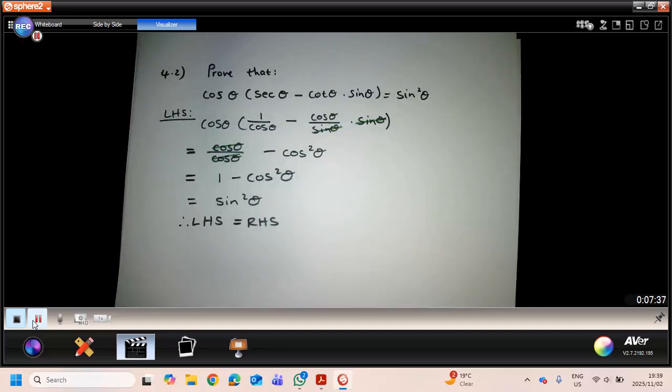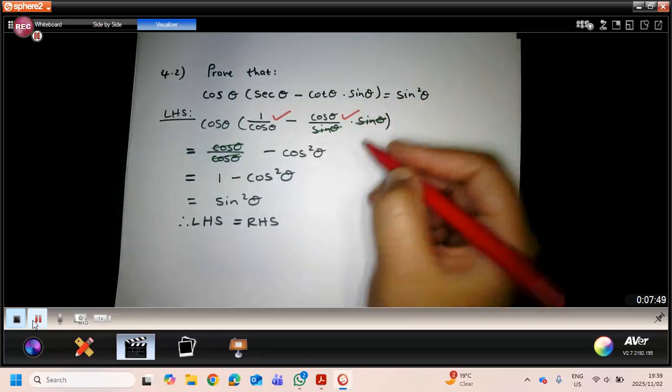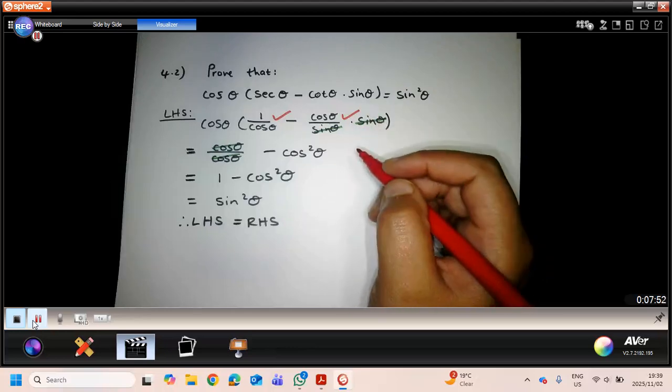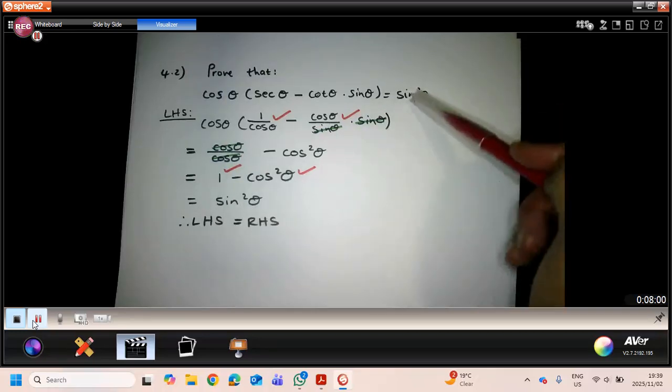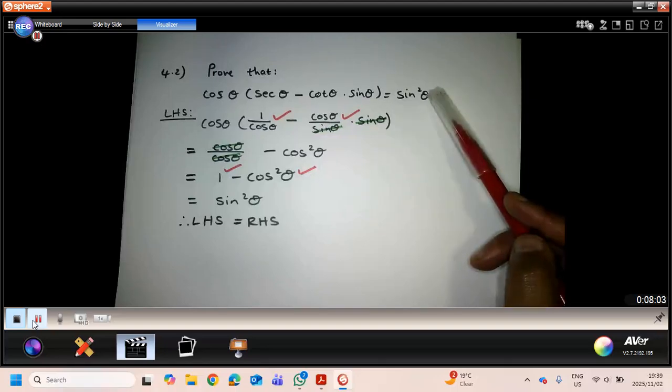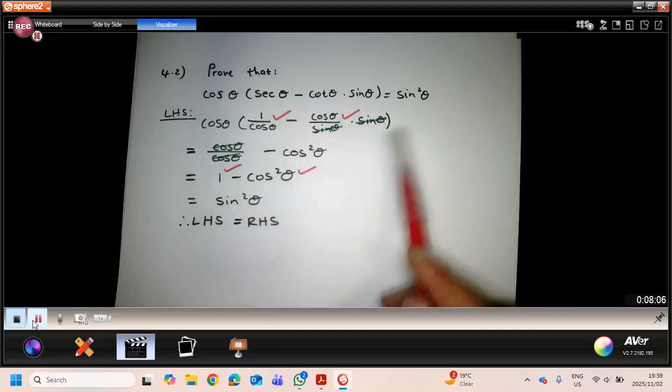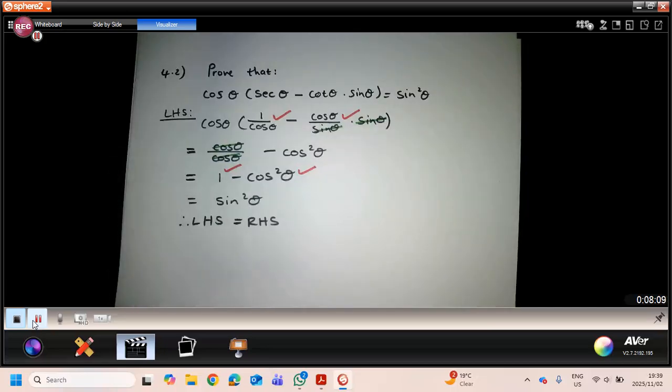Okay, let me show you where you get your mark allocations here. So you get the first mark for writing sec as 1 over cos. The second mark will go to cos theta over sine theta. Then the third mark. So you do not get a mark for sine squared theta because they give you sine squared theta there, right? You must just show how you simplify or use your identities to get to sine squared theta. And that is question 4 of 2025 technical math paper 2.